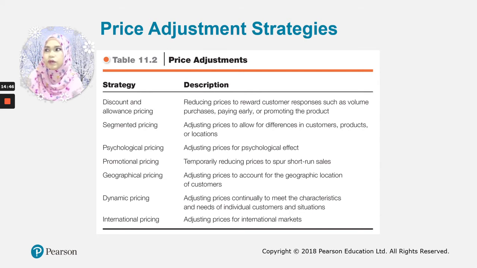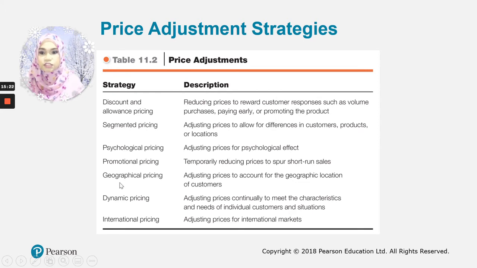So psychological pricing plays with the psychology. When people see, oh, buy one free one, they would psychologically think, wow, that is cheaper. Not many do buy one free one nowadays; they do buy three free two, buy two free one, instead of just buy one free one. So there is psychological pricing as well. Next is promotional pricing, which is temporarily reducing price to spur short-run sales. This is typically done together with the discounts or allowance pricing.